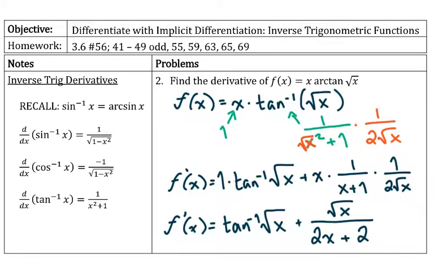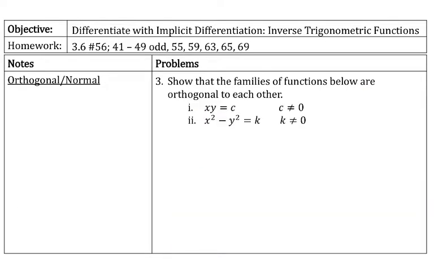Now our last example is we're going to talk about something a little bit different using implicit differentiation, and this is the idea of orthogonal or normal functions. Orthogonal and normal are synonyms, and they mean perpendicular. So you'll see those three words basically used interchangeably: orthogonal, normal, and perpendicular.